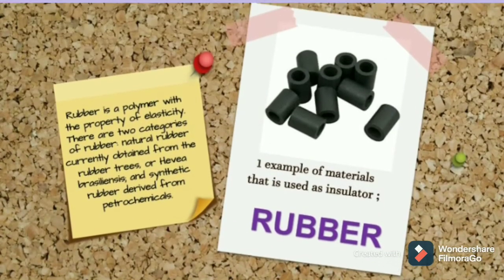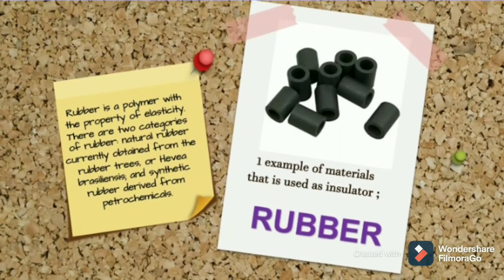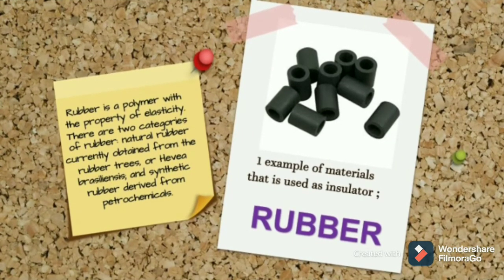So next, we're going to talk about one example of a material that is used as an insulator. So I choose rubber. What is rubber? Okay, let me tell you. Rubber is a polymer with the property of elasticity.